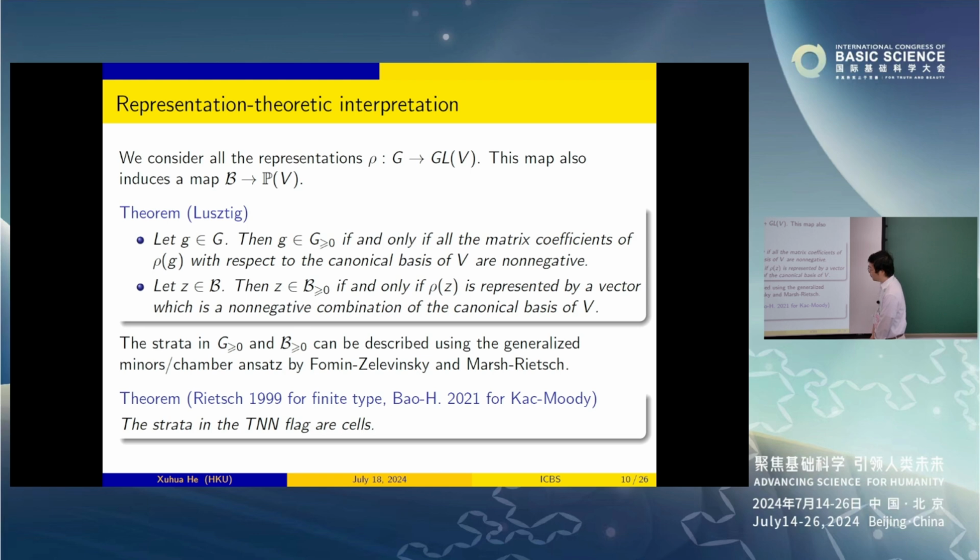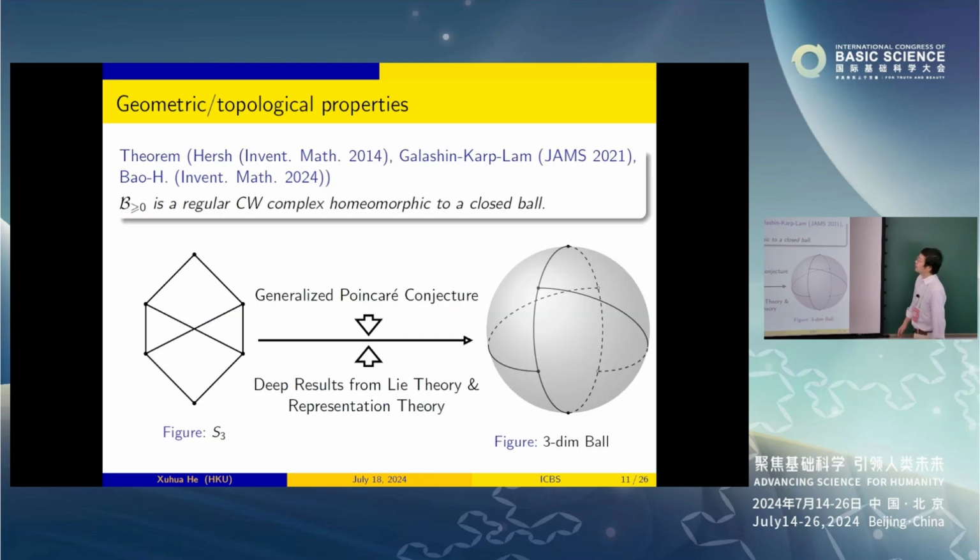This was actually proved by Connie Rich in 1999 for the finite, the reductive groups, and joint with Huanchen Bao from NUS, we obtained this result in 2021 for any Kac-Moody groups: that the strata in the totally non-negative flags are all semi-algebraic cells. So we do have a nice decomposition, and the closure of each cell is a union of other cells.